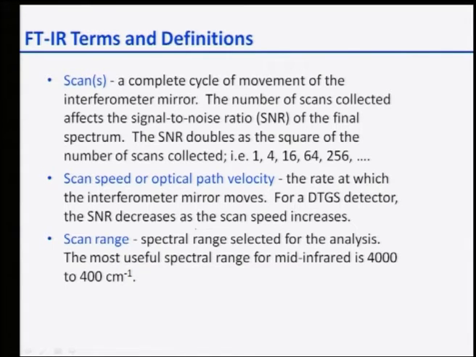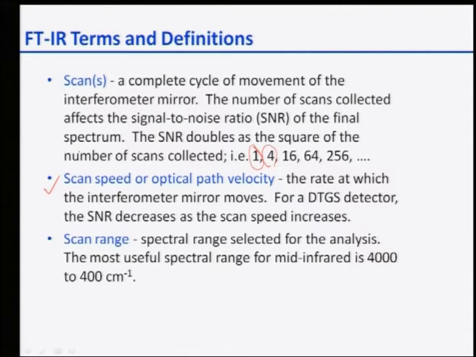The signal to noise ratio is found to increase as the square root of the number of scans. If you have one scan, the signal to noise ratio will be very low. It will double if you go for 4 scans, and if you keep on increasing from 4 to 16 to 64 to 256, the quality of data will be much better. The second important aspect in FTIR is the scan speed, or optical path velocity.